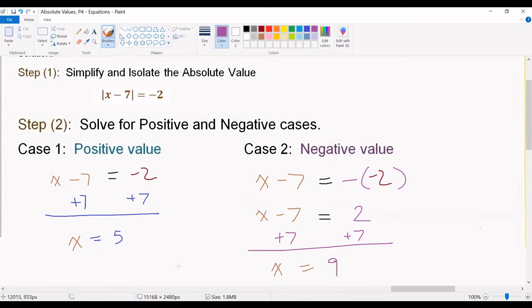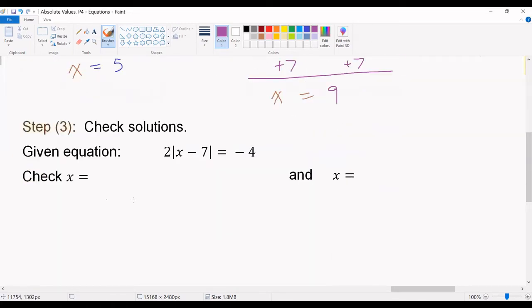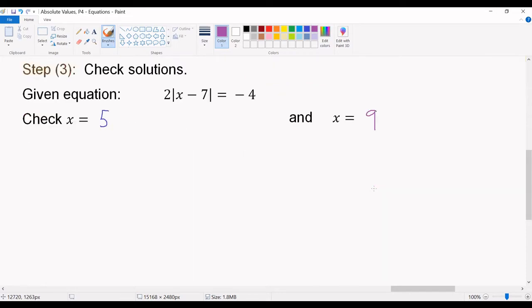Now that we have our two values of x, what we want to do is check both of these values of x to make sure they're the correct solutions for our original statement. So we're going to check when x is equal to 5, and when x is equal to 9. In the checking process, we're going to copy down the exact same original equation. However, whenever there's a variable to substitute, in this case x, we're going to draw our parentheses. We're going to see if the left-hand side equals the right-hand side when x is equal to 5.